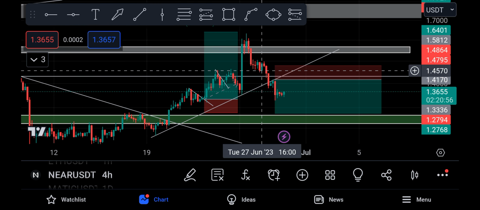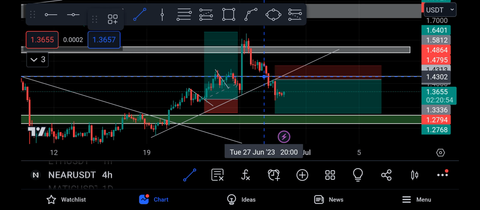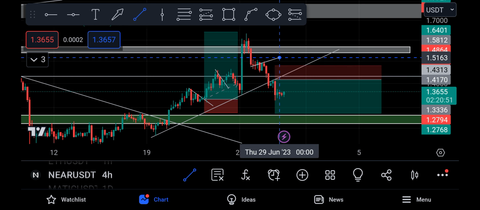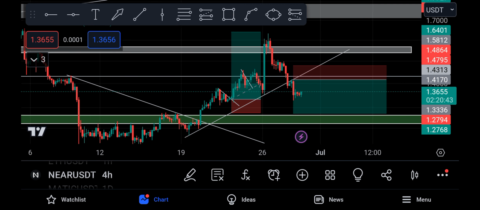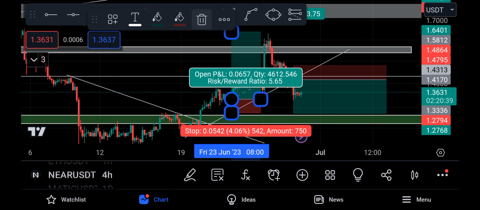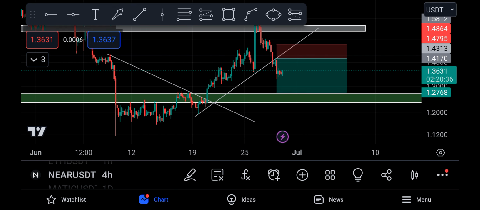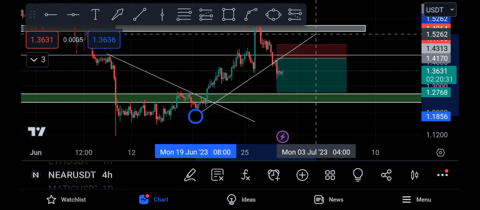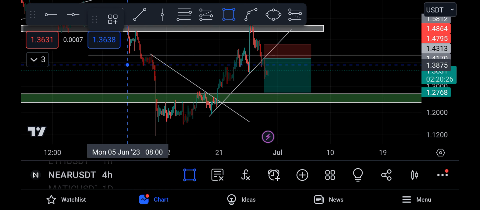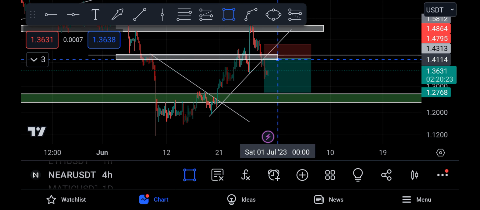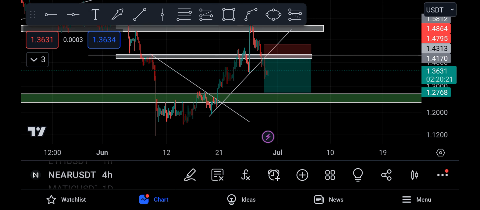I expected a pullback, something like this, to short, but it didn't happen. It didn't come all the way to this zone. So I left it and then let me delete all this. I used this counter trend line that is here, drew my counter trend line here and said, okay, if it breaks below this zone, then I'll make another short.